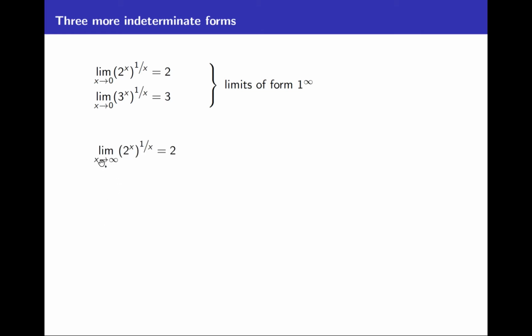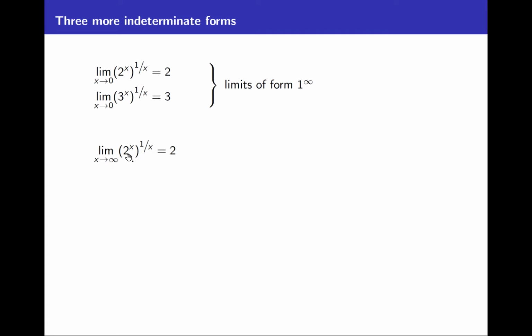Here's another limit. It's really just the same as the one we had up here, but instead of x going to 0, x is approaching infinity. As before, 2 to the x to the power of 1 over x equals 2, so this limit clearly evaluates to 2. But look at the form that it has.